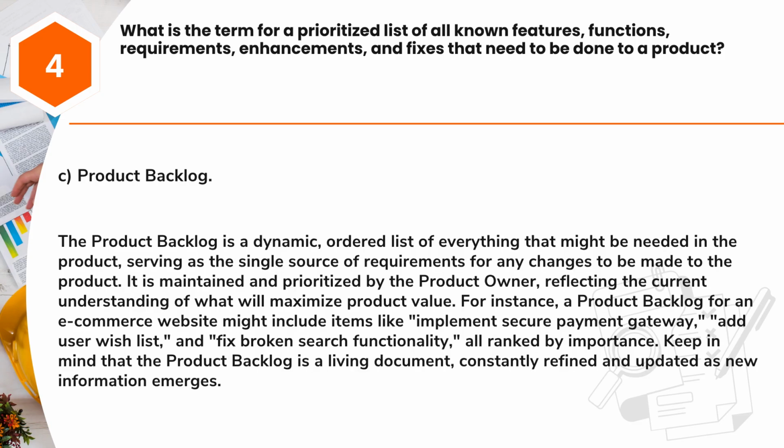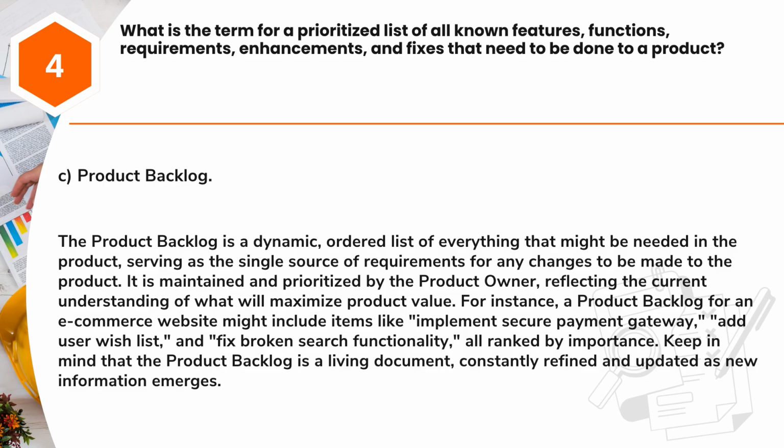Answer: C. Product backlog. The product backlog is a dynamic, ordered list of everything that might be needed in the product, serving as the single source of requirements for any changes to be made to the product. It is maintained and prioritized by the product owner, reflecting the current understanding of what will maximize product value.